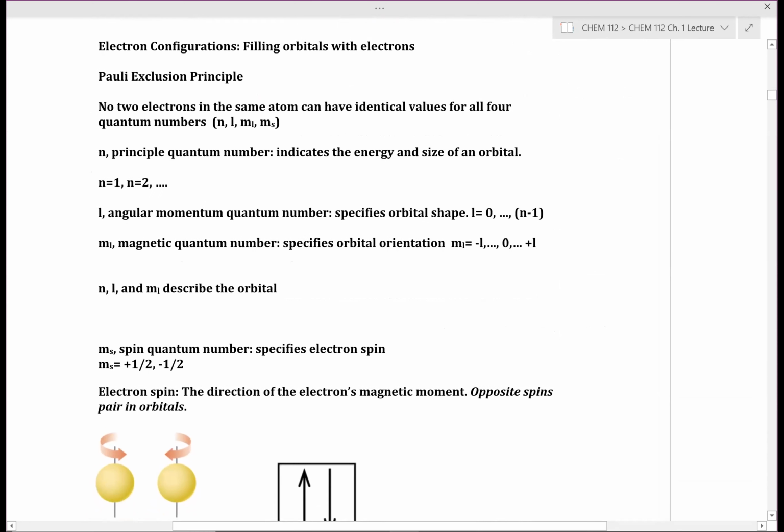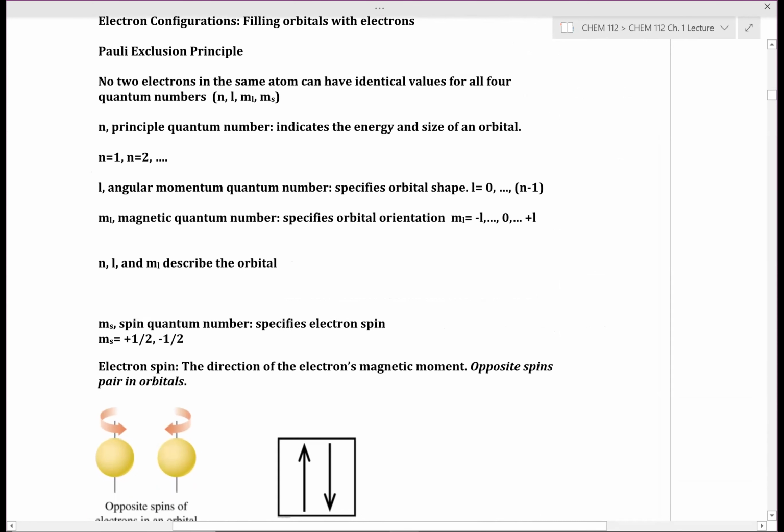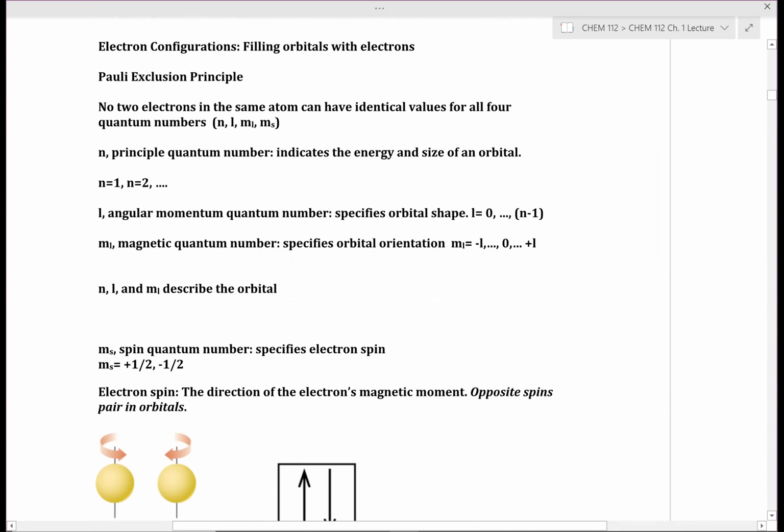Any questions so far? This looks like review from Chem 101, right? Does this look familiar to everyone? Okay. So, we're now going to discuss electron configurations. This is where we start filling orbitals with electrons. So we're going to take these orbitals, which we're going to describe as buckets, and we're going to fill them with electrons and look at the energy of electrons in each of these orbitals.